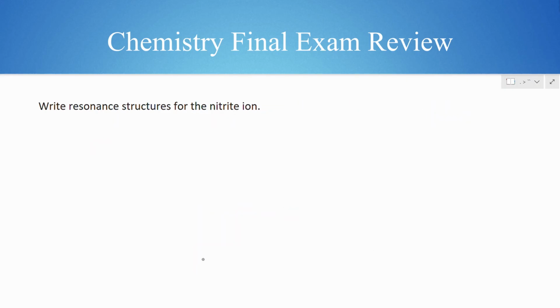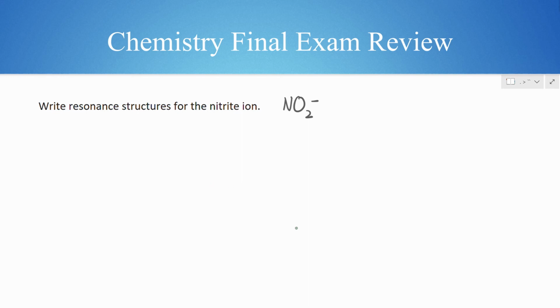Write resonance structures for the nitrite ion. Nitrite is written as NO2 negative, and we need to write resonance structures for this. This is about drawing Lewis structures and seeing if there are any alternatives to writing that same Lewis structure.